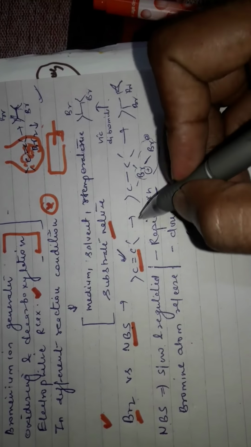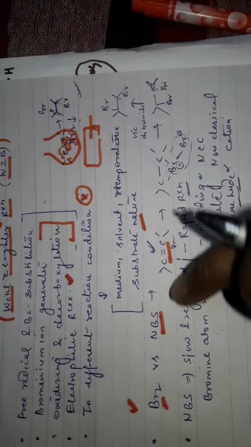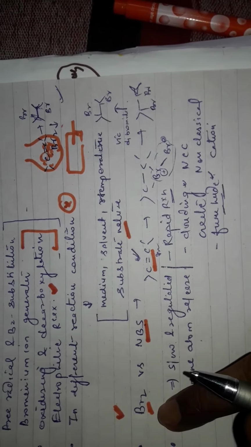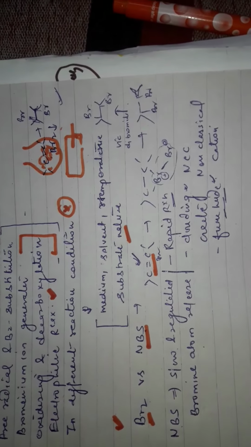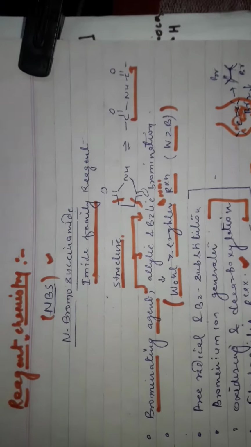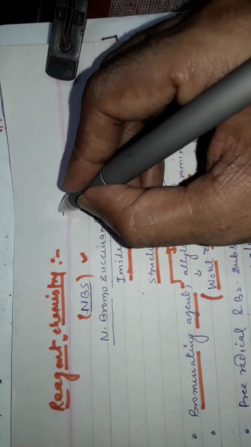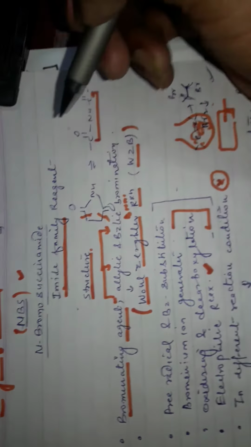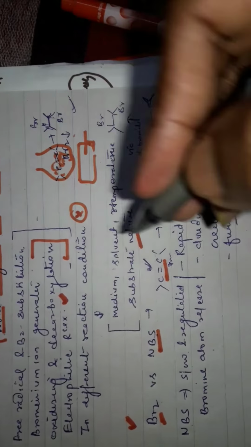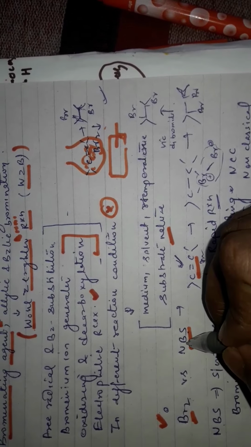So that is the answer to the question of why NBS is used besides bromine. That is why NBS is used in place of bromine. In each and every place, bromine will not be used because of these drawbacks. These are some basic points we discussed here, and we will discuss the remaining points regarding NBS. This is a very important point: why bromine is not used in place of NBS.